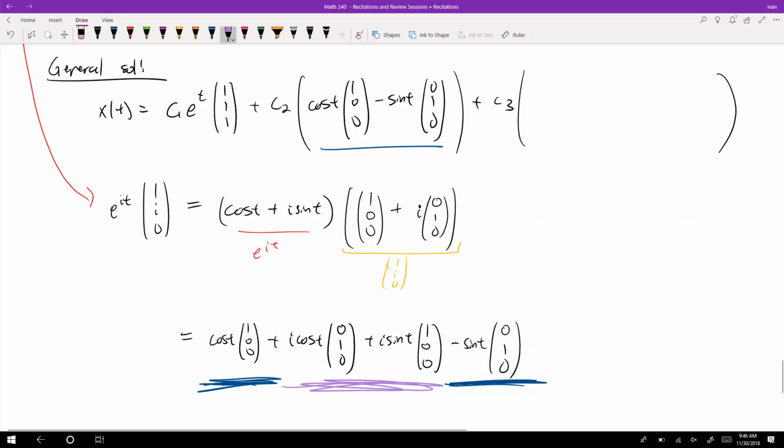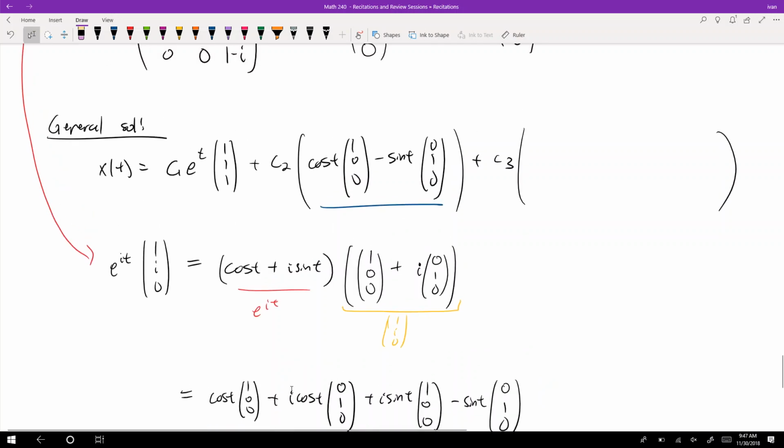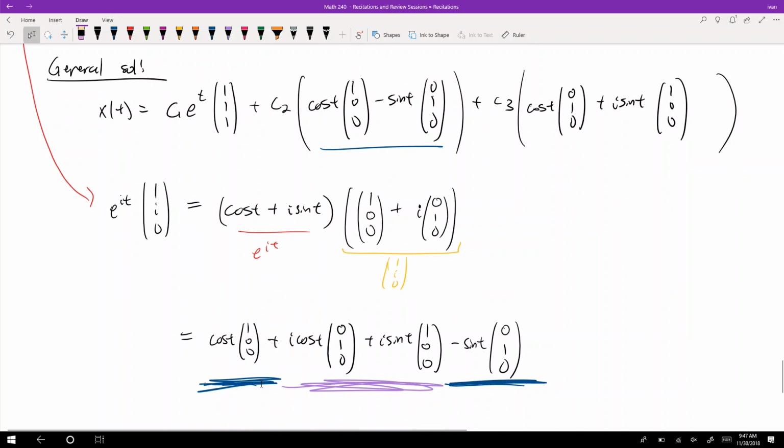are the imaginary terms. Okay, so I'm going to plug the imaginary terms in for C3, except what do I have to do to the i's? Yeah, you got to just drop them, right? Because we can't have i's. So this is really C3 cosine t 0, 1, 0 plus I sine t 1, 0, 0. So I just took these guys, dropped the i's, and inserted them for my other solution.